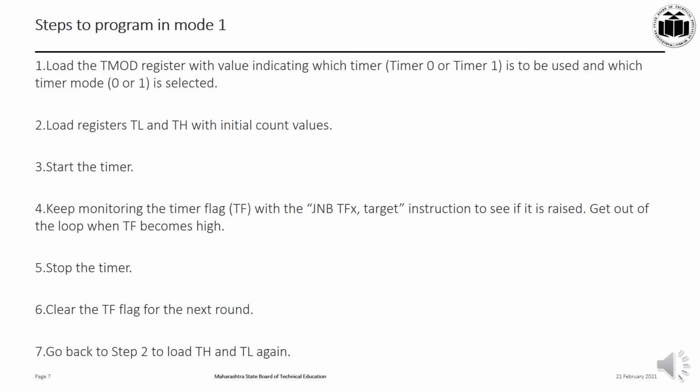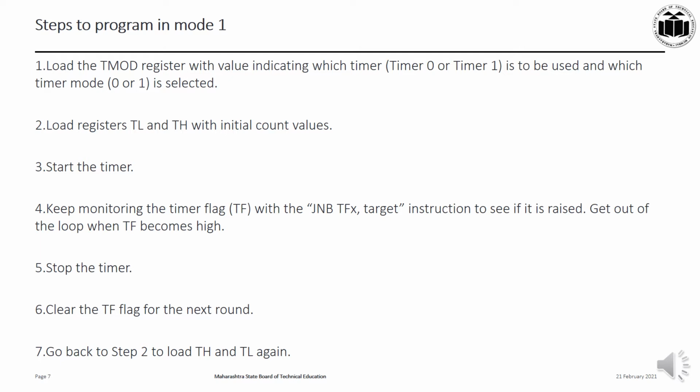First of all, load the TMOD register value indicating which timer, timer 0 or timer 1, is to be used and which timer mode, that is 0 or 1, is selected. Load registers TL and TH with initial count values. Then start the timer by using the instruction SETB TR0 or TR1 respectively.